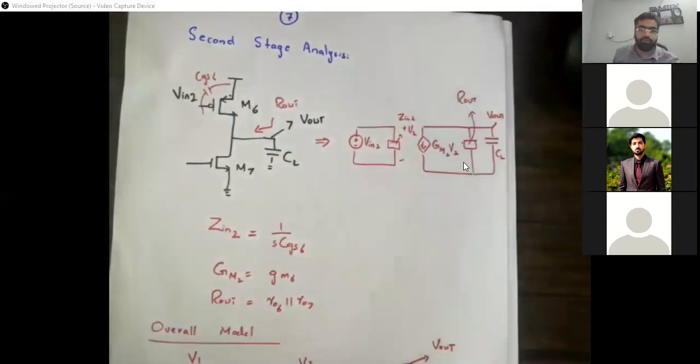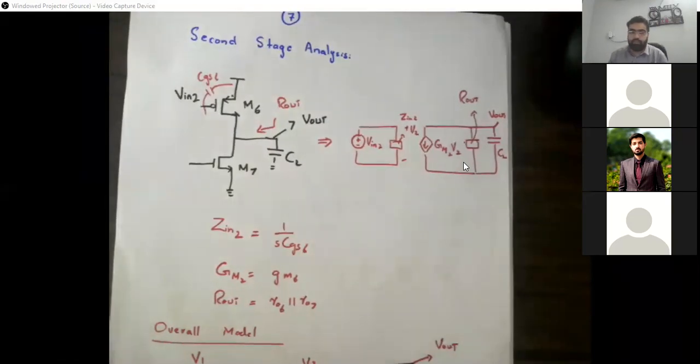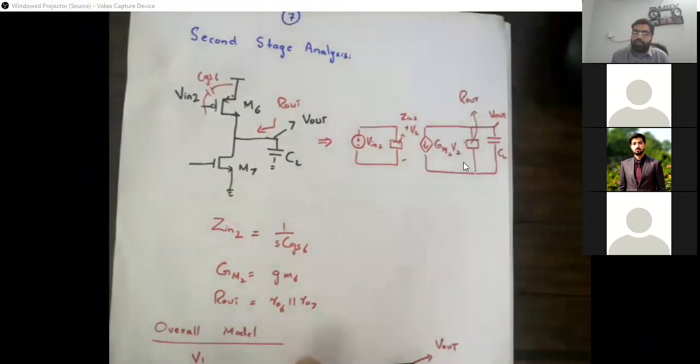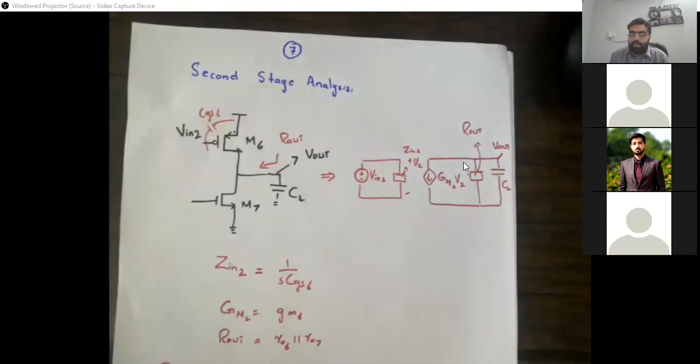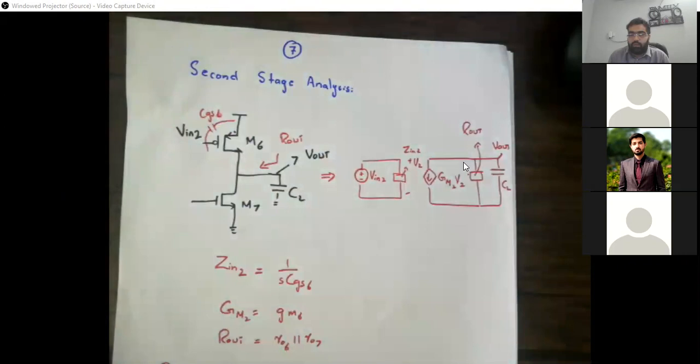So for this analysis, we are ignoring the CGD part just for simplification. If we talk about the second stage, we will do the analysis here. Again, it's a common source with some load.